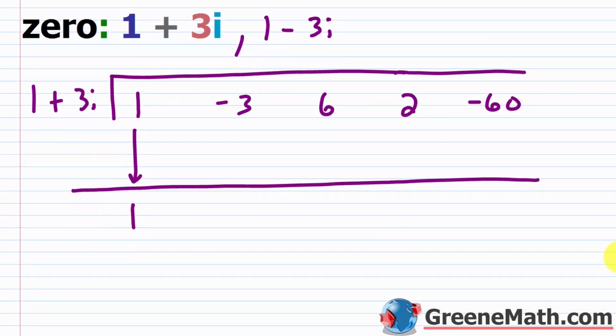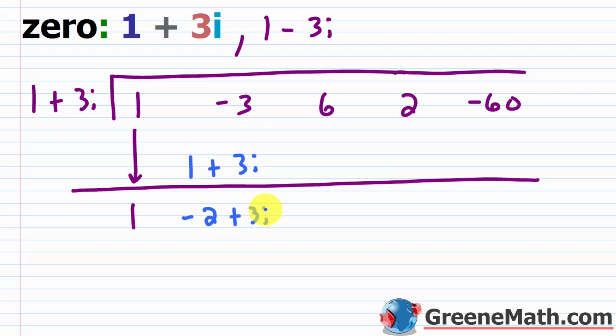So we'll come back up in a minute. We'll go back and forth. So basically, I drop this down. 1 plus 3i times 1 is 1 plus 3i. Okay, if I add negative 3 plus 1 plus 3i, I just add the negative 3 and the positive 1, which gives me negative 2, and the plus 3i comes along for the ride.